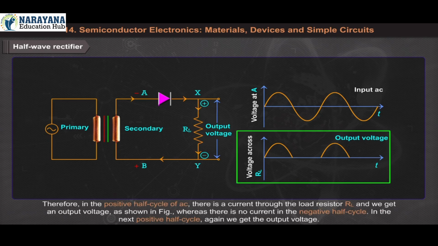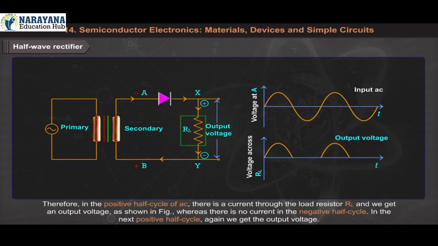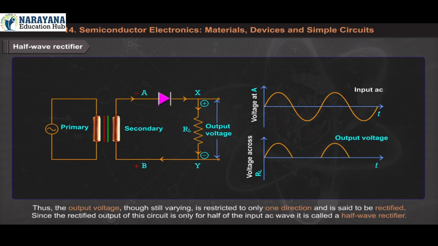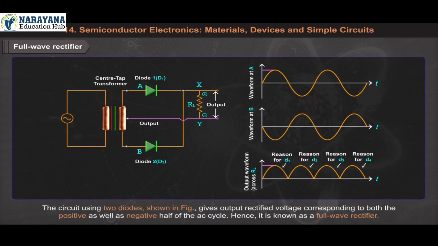Therefore, in the positive half cycle of AC, there is a current through the load resistor R_L and we get an output voltage as shown in figure, whereas there is no current in the negative half cycle. In the next positive half cycle, again we get the output voltage. Thus, the output voltage, though still varying, is restricted to only one direction and is said to be rectified. Since the rectified output of this circuit is only for half of the input AC wave, it is called a half-wave rectifier.